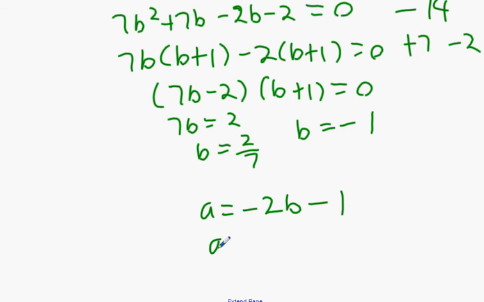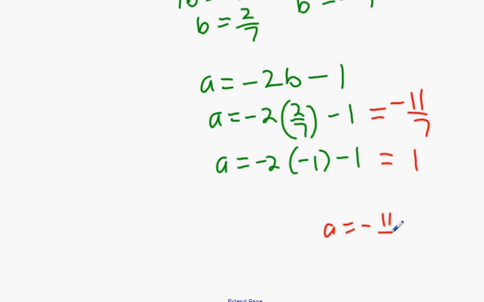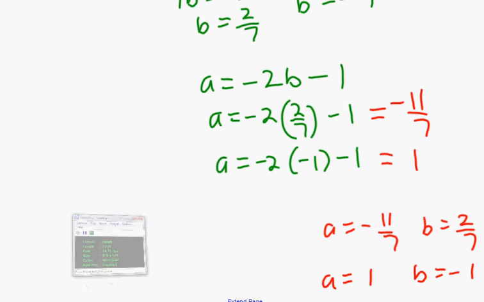So a is going to be minus 2 times 2 sevens minus 1, and a will also be equal to minus 2 times minus 1 minus 1. What are the two a values, David? 1 and minus 11 over 7. Yeah, this one's 1 and the other one is minus 11 over 7. So when a equals minus 11 over 7, b is equal to 2 sevens. When a equals 1, b equals minus 1. And you're done.